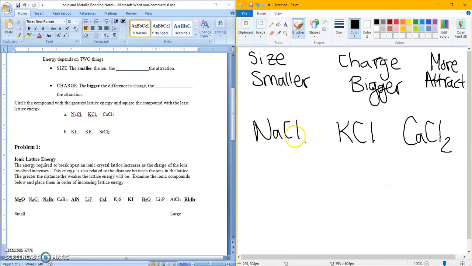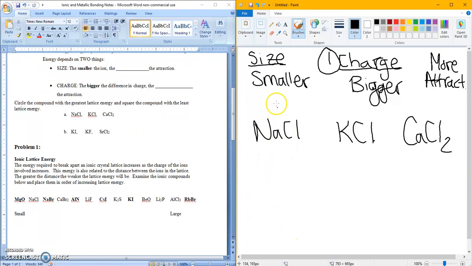Okay, so if I wanted to know who has the greatest lattice energy, the first thing I need to look at is size or charge. I like to look at the charge first because it's the easiest. Now you can do it either way, I just choose the charge first.